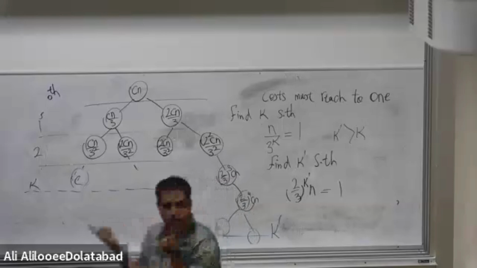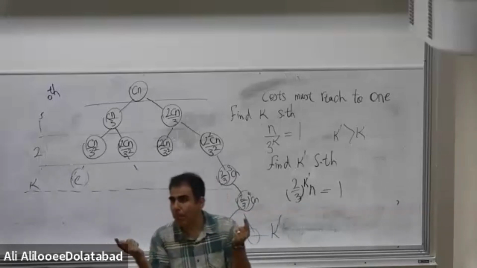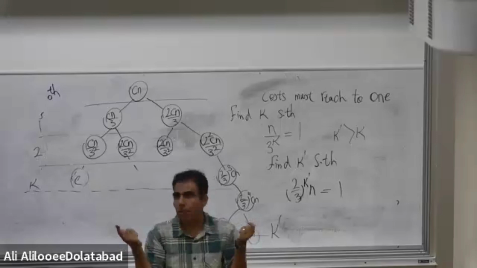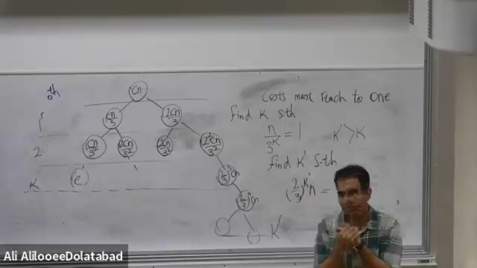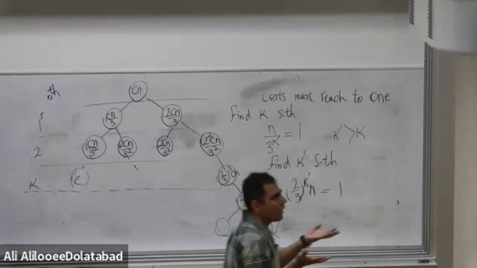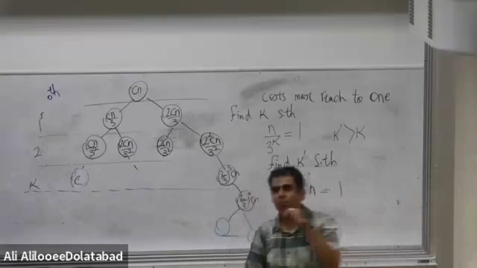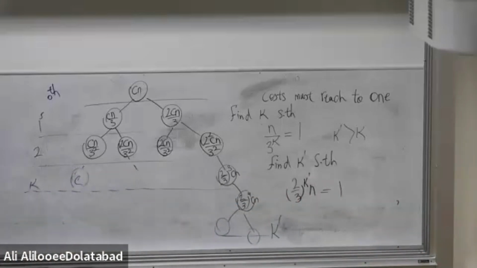K is log n base 3, K prime is log n base 1.5. How can I say that these are the same? Because it seems that something that we have in the slide is telling us K and K prime are the same. But why? Yes, what's your name? Levi, yes. Thank you. Excellent, Levi.